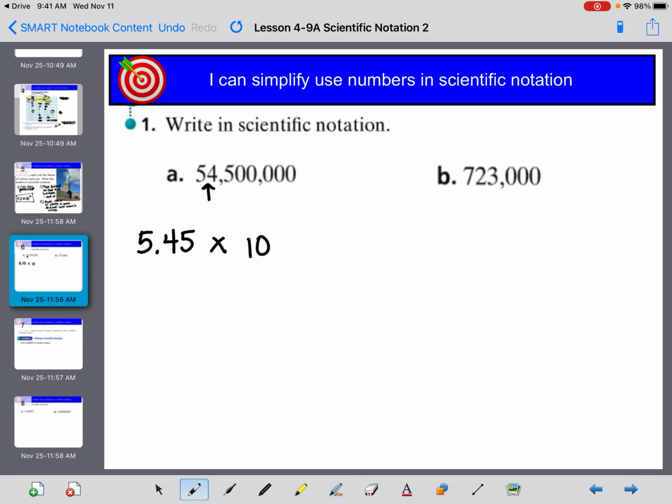To figure out what exponent should be in there, I figure out how many places I need to move the decimal point to get it back where it belongs. And in this case, it's 7. Since I have to move it to the right to get it back where it belongs, it's a positive 7. Big numbers always have a positive exponent, and little numbers always have a negative exponent. Pause the video and try question B, 723,000, writing it in scientific notation. Come on back to compare your answer to mine.